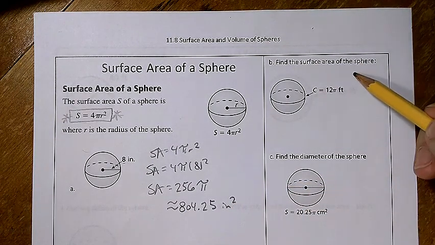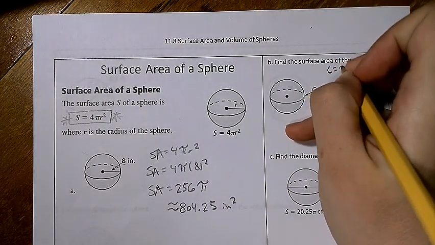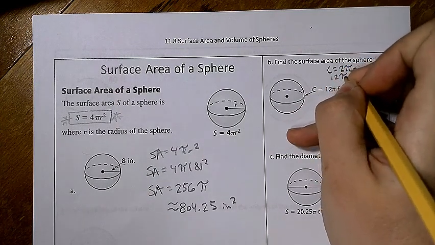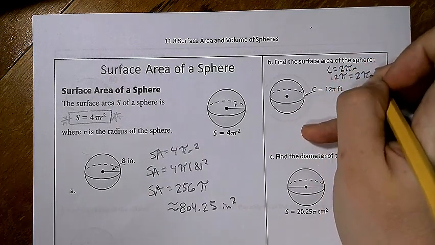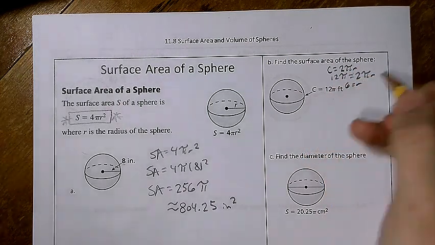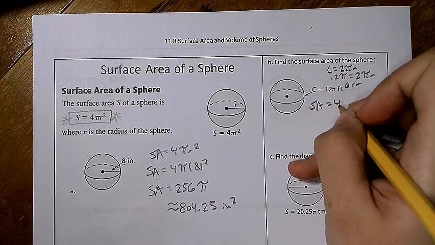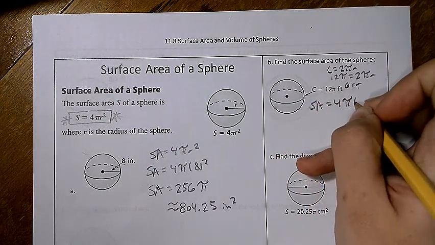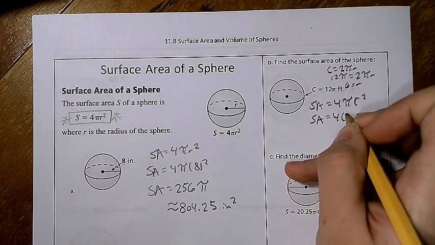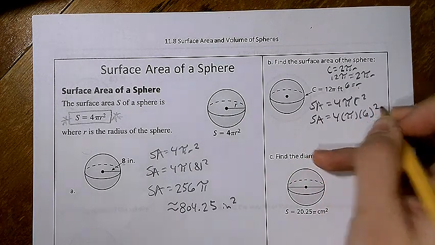For B here, we need to find the surface area. They've given us the circumference. Remember, circumference is 2 pi r. So if we know that we have 12 pi as our circumference, then we can divide both sides by 2 pi, so we get 6 for our radius. Now that we know our radius, we can find our surface area. We have 4 times pi r squared, so our surface area is 4 times pi times 6 squared.